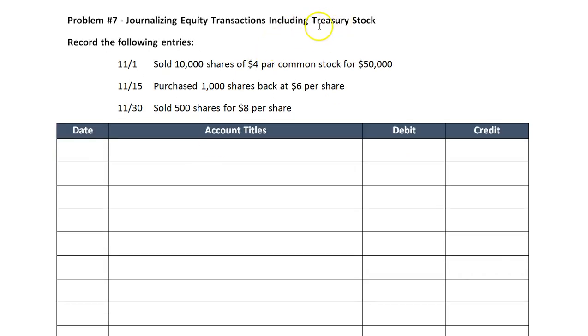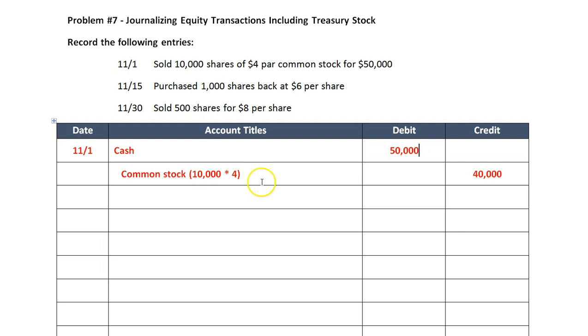Journalizing equity transactions, including treasury stock. Again, this is a Chapter 11 one. Alright, we sold 10,000 shares of $4 par common stock for $50,000. So the rule with common stock is the cash will be equal to the 50,000. We're issuing the stock, so we're receiving 50,000 in cash. For common stock, we put it on our books at its par value, though. So we're going to put it on our books for 10,000 times 4, its par value. Common stock's an equity account, so it has a normal credit balance. So we're going to see this number on the credit side.